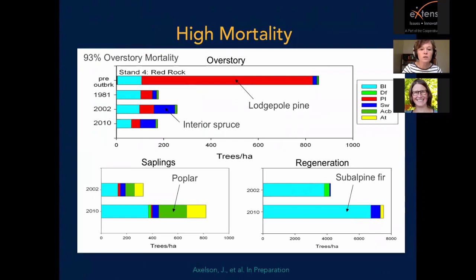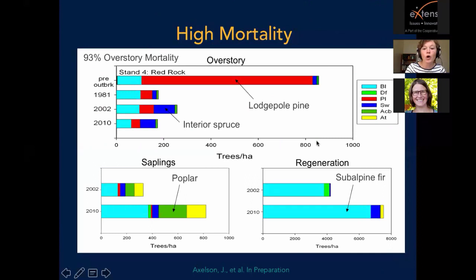This is our high mortality stand. This stand had around 93% of trees killed by the outbreak, so we see this massive reduction in the pine component. Again, this was always a mixed species stand, and it was also our stand with the lowest starting density.